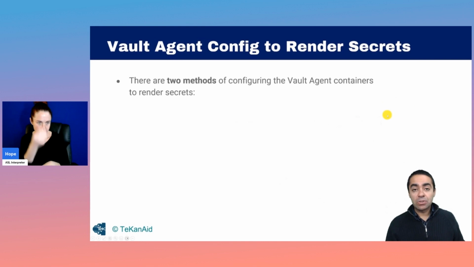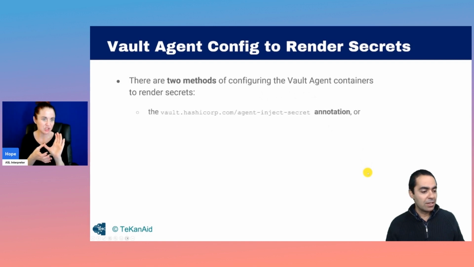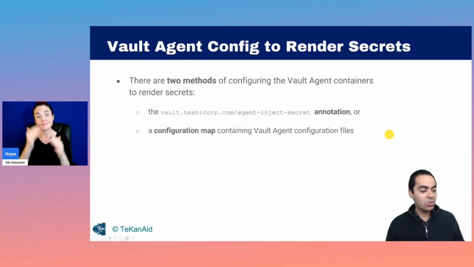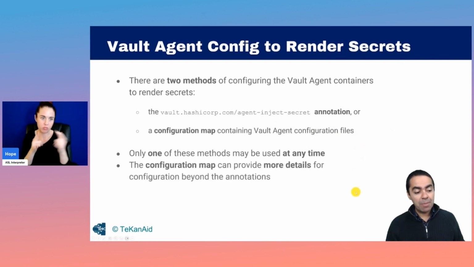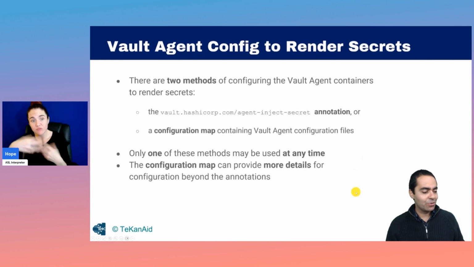So, Vault Agent configs to render the secret. There are two methods of configuring the Vault Agent containers to render secrets. The first one is using annotation, the agent inject secret annotation. The second method is to use a configuration map, so a config map that contains the Vault Agent config files. Only one of these two methods may be used at any time. The config map can provide more details for configuration beyond the annotations.